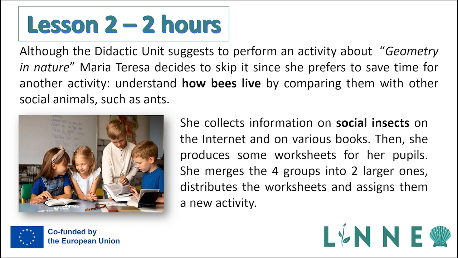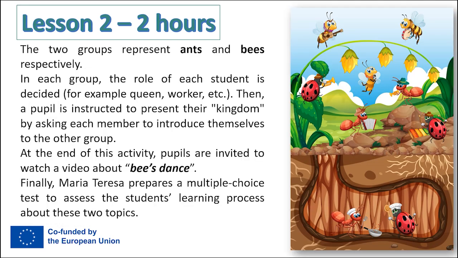She merges the 4 groups into 2 larger ones, distributes the worksheets, and assigns them a new activity. The 2 groups represent ants and bees, respectively. In each group, the role of each student is decided. For example, queen, worker, etc. Then, a pupil is instructed to present their kingdom by asking each member to introduce themselves to the other group. At the end of this activity, pupils are invited to watch a video about bees' dance.